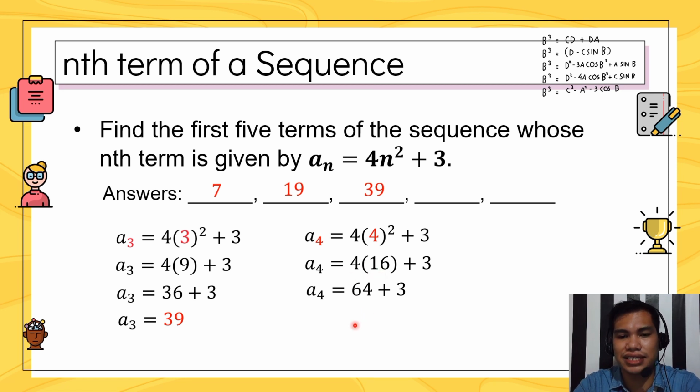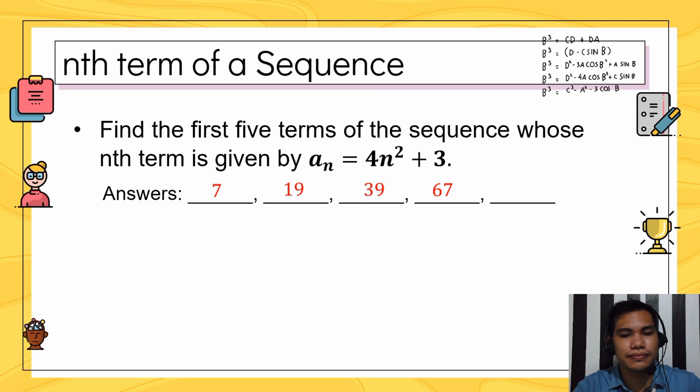So, our a sub 4 is equal to 64 plus 3. And that is equal to 67. Very good. So, 67 is the fourth term. And lastly, we will have the fifth term.